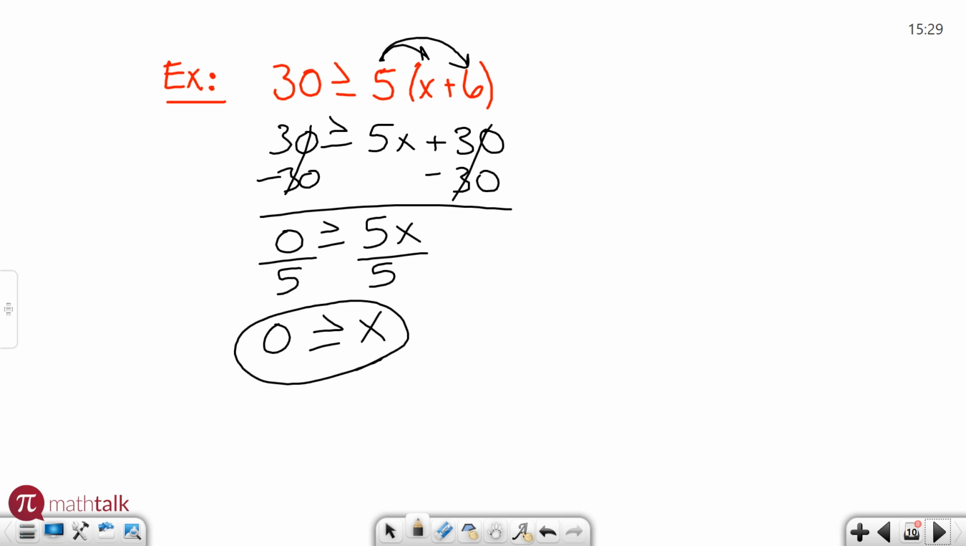Let's go ahead and draw it on a number line. I'm going to have 0 in the middle. It is a less than or equal to symbol, so I'm going to draw a closed circle, and numbers that are less than or equal to 0 go to the left, because less than is left. And there is my answer on this problem.